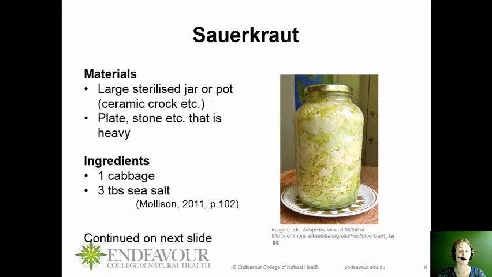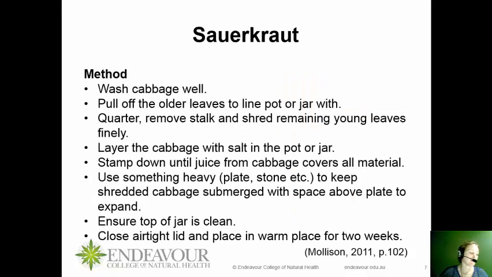To start with fermentation, you start off by washing the cabbage really well, pulling off the older leaves. Don't throw them away. They actually contain a lot of beneficial bacteria, so you're wanting to use them to line the pot and place on top of the final product as a way of sort of like a wild fermentation. This contains the bacteria that you're actually wanting to use.